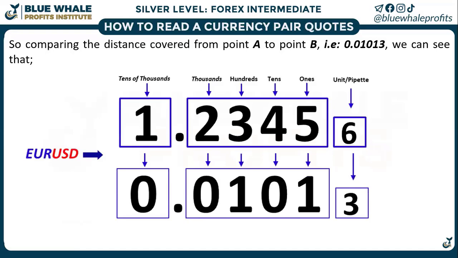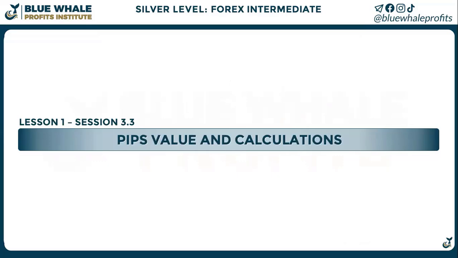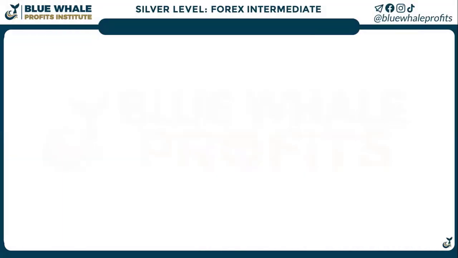So comparing the distance covered from point A to point B, which is 0.0113, we can say that the 0 falls under the tens of thousands. The next 0 after the point falls under the thousands. The next one falls under the hundreds, and then the next 0 falls under the tens, and then the 1 under the ones, and then the 3 falls under the unit or the pipette. Okay. So when you see this, now we can say that 0.01013 can be read as 101.3 pips.